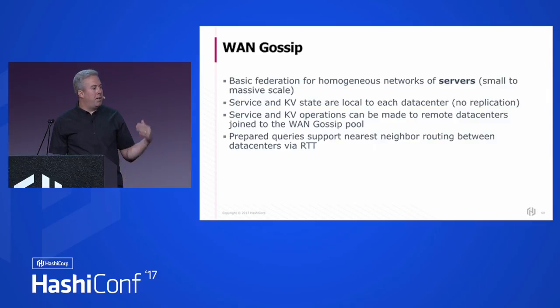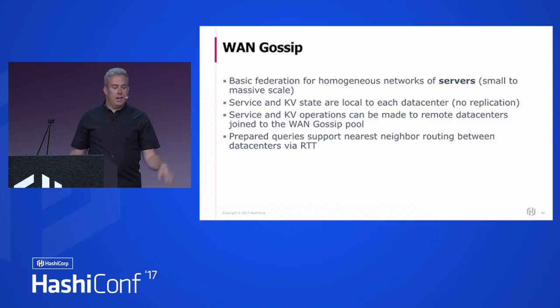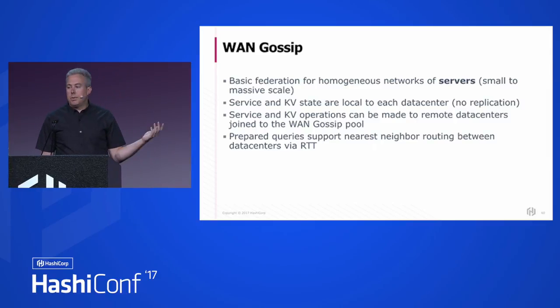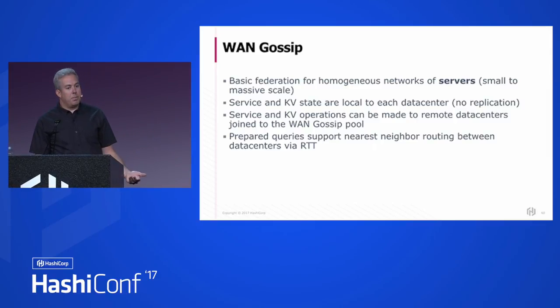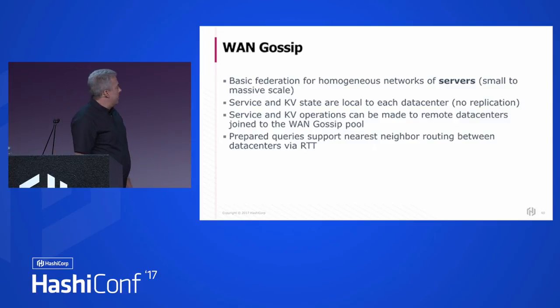So if you have a data center in New York and you have one in San Francisco, they both have independent key value stores. They have independent sets of service registration. They can query between each other. So you can write and read on either side as much as you want, but they are two independent pools of data. We offer some tools to do replication, like Consul Replicate is an open source tool we have to let you replicate parts of the key value store, but there's no built-in replication.